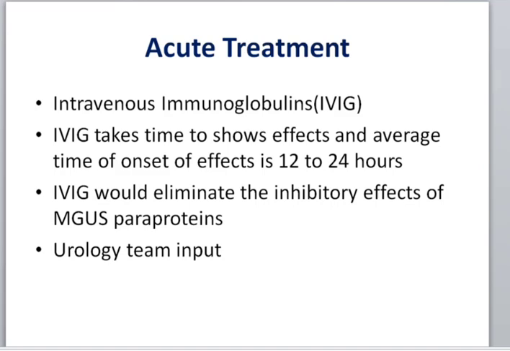Obviously, you cannot give tranexamic acid to this patient because he has hematuria, and tranexamic acid is not indicated in such a case. If you mention tranexamic acid for such a patient in the exam, it will leave a very bad impression on the examiner, both in the viva and in the written paper. The urology team has to be involved because he has hematuria and bleeding from the urinary system. So they need to be involved as well.